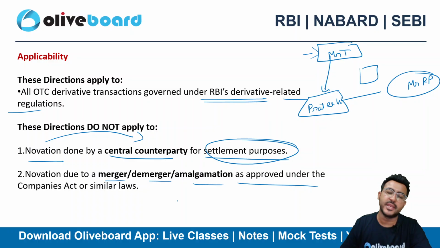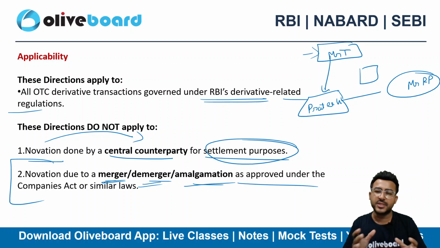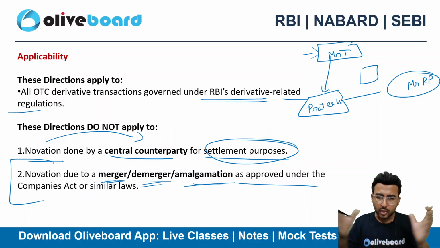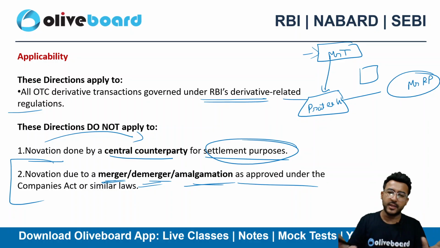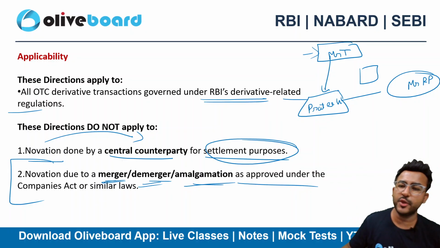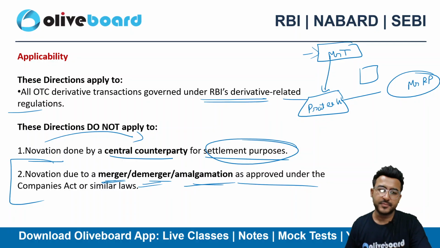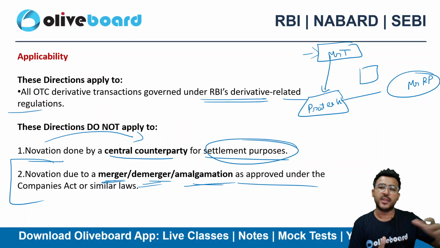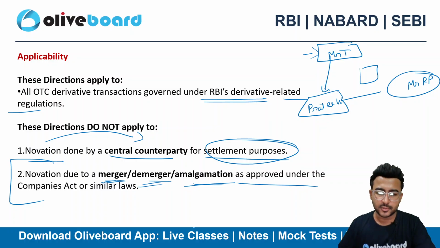So this particular direction will not apply because this novation is as a result of merger, demerger and amalgamation. Okay, amalgamation मतलब दो कंपनीज क्लोज डाउन होती हैं, मिल जाती हैं, बंद हो जाती हैं और एक नई कंपनी फॉर्म कर देती हैं, थर्ड कंपनी, उसी को अमालगमेशन कहते हैं. ठीक है, मर्जर मतलब दो कंपनीज मिल रही हैं और एक कंटिन्यू करेगी. ठीक है, समझना बात को.